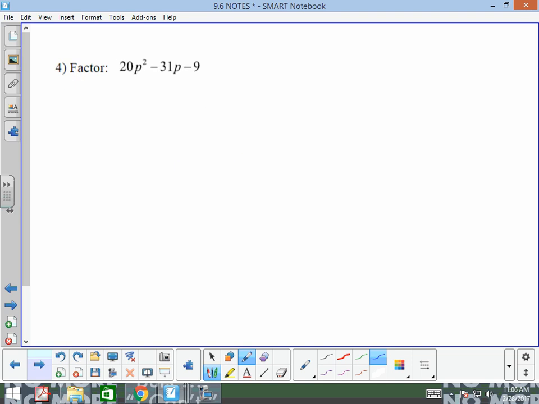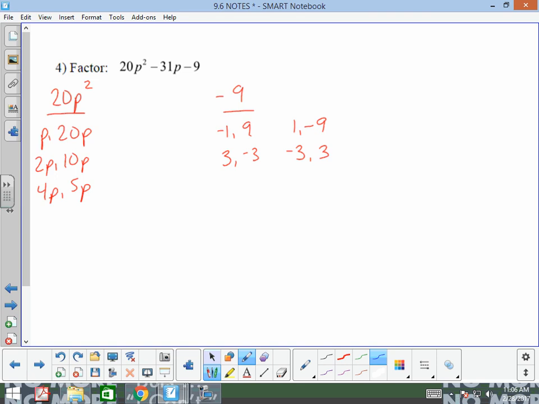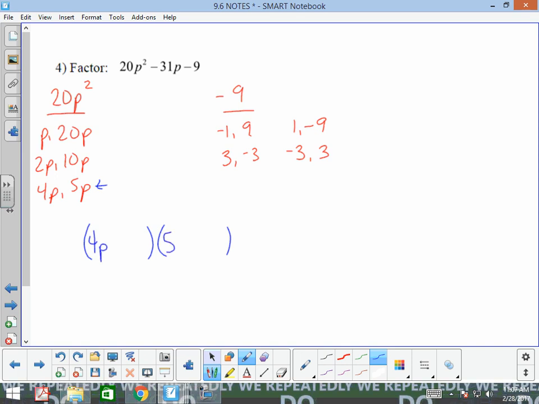All right, let's look at another example like that. All right, so we have 20p squared is the first term. There's all the factors of 20p squared. Factors of negative 9. Those are all the factors of negative 9. So let's guess. Now, whenever I have a lot of factors of the first term, I start with the two that are closest together. 4p and 5p. So over here, we'll start with the two that's closest together.